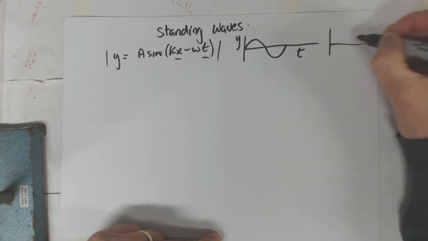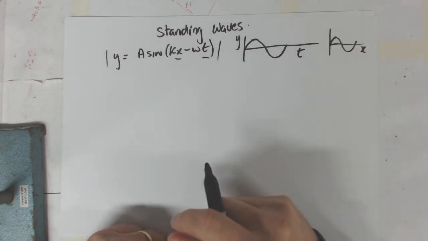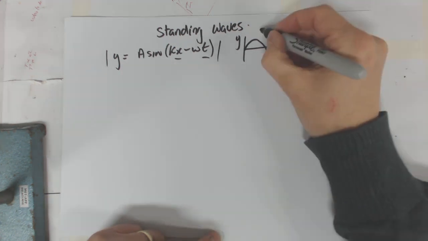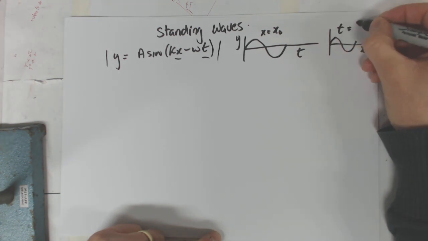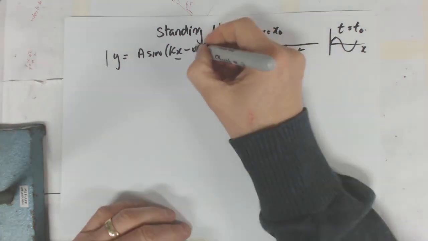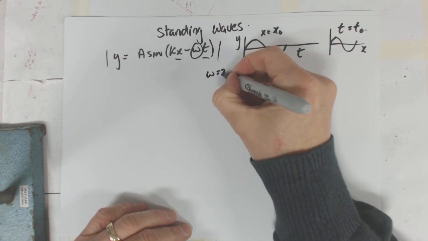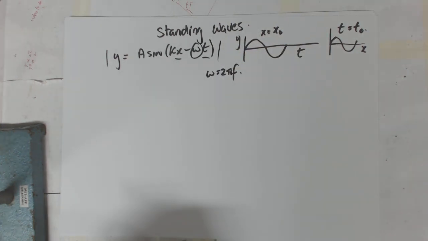Or we could do our wave for x, but that would be at one time. So this would be for x equals x naught, if you like, and this would be for t equals t naught. So we've actually got two independent variables, and we need those because a wave is changing not just in time but in space. Now we're used to omega equals 2 pi f, so that one's giving us the frequency of our wave, how many times it happens a second, radians per second times seconds.